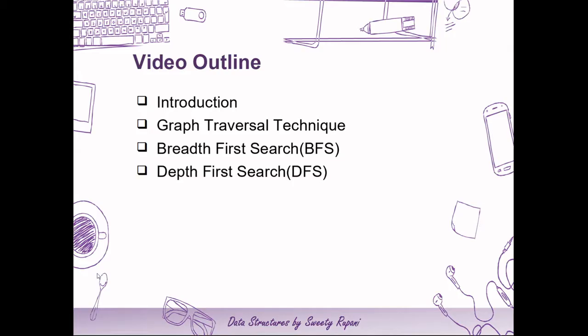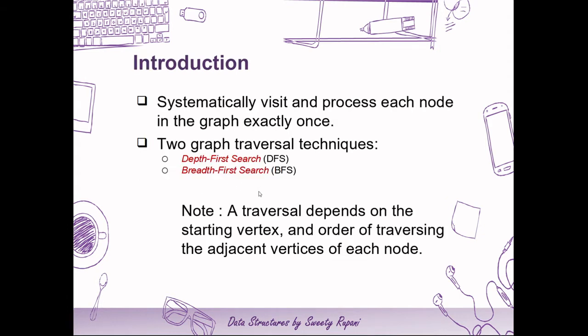So in this video, we are going to cover an introduction to graph traversal techniques, followed by the techniques themselves: breadth first search and depth first search, which are very widely used. Traversing a graph means that we systematically visit and process each node in the graph exactly once. There are two graph traversal techniques: the first is depth first search, the second is breadth first search. We also refer to them as DFS and BFS. This technique is applicable to both directed and undirected graphs.